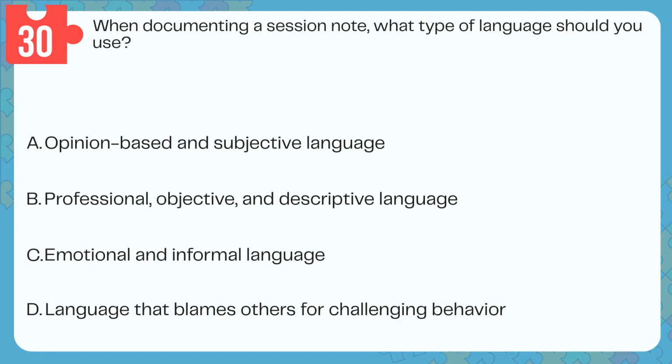Question 30. When documenting a session note, what type of language should you use? A. Opinion-based and subjective language. B. Professional, objective, and descriptive language. C. Emotional and informal language. D. Language that blames others for challenging behavior.